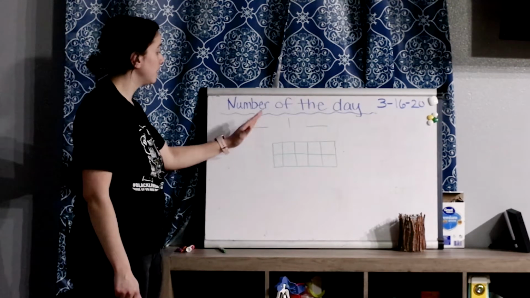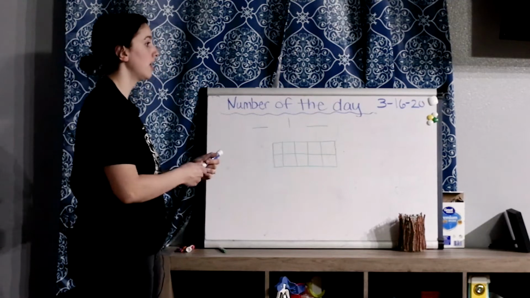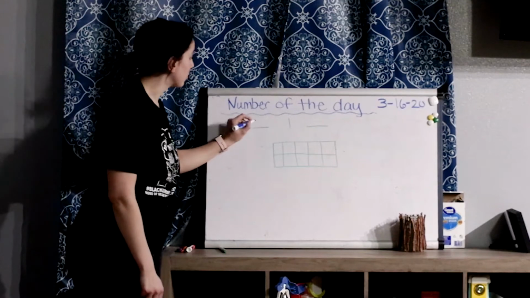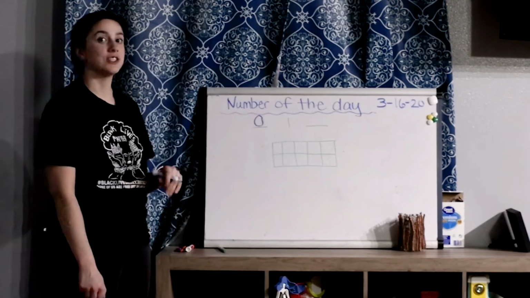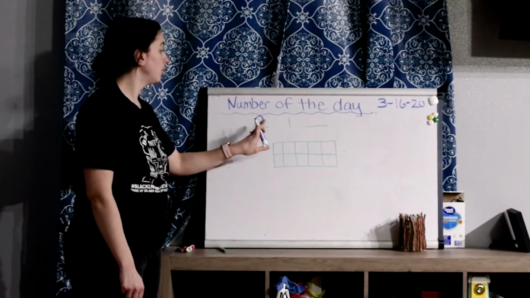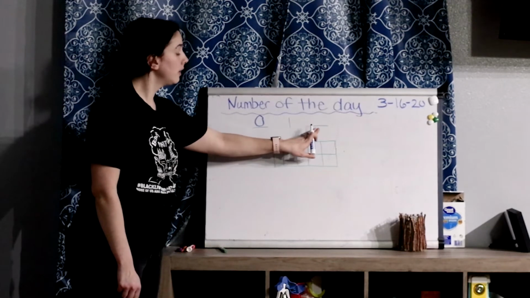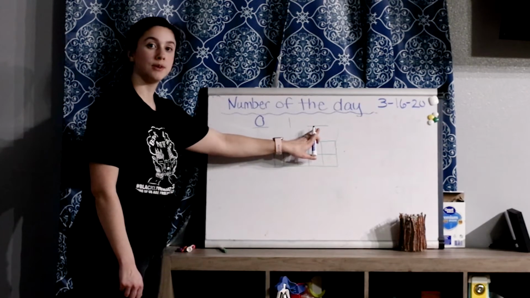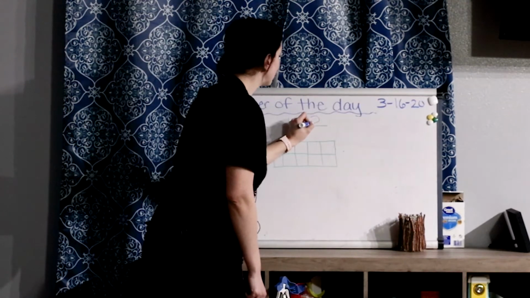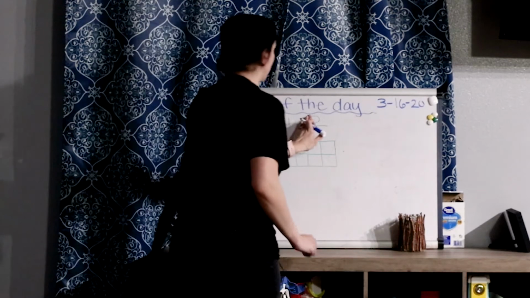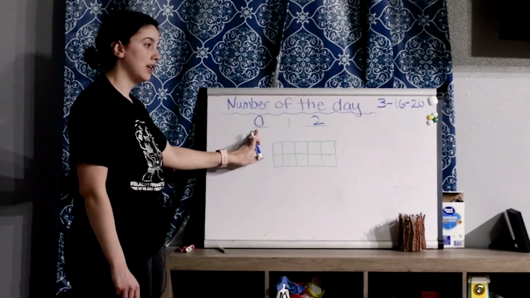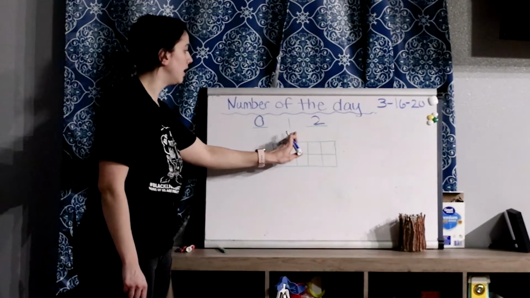So if we were counting blank, 1, blank, what would come before 1? That's right, 0. 0 would come before 1. So we would count 0, 1. What would come after 1? That's right, the number 2. Let me erase this and write a better 2. So now we can count 0, 1, 2.